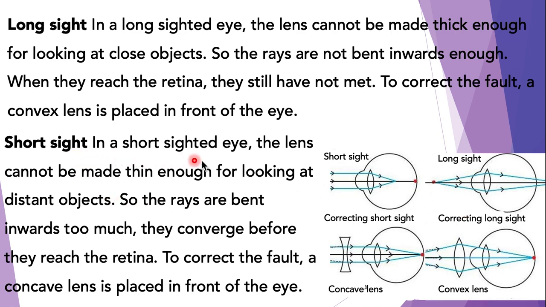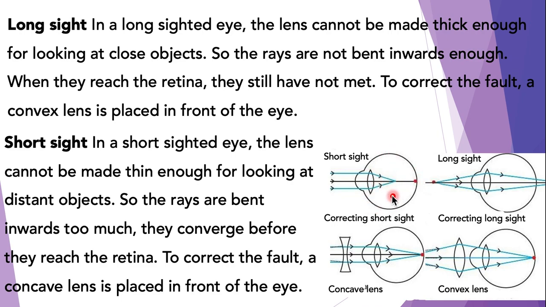Now, in a short-sighted eye, the lens cannot be made thin enough for looking at distant objects, and so the rays are bent inwards too much. They converge before they reach the retina. Here you can see this. The retina is over here. It's supposed to converge at this point. Instead, it converges before, and the image which is formed is again blurred.